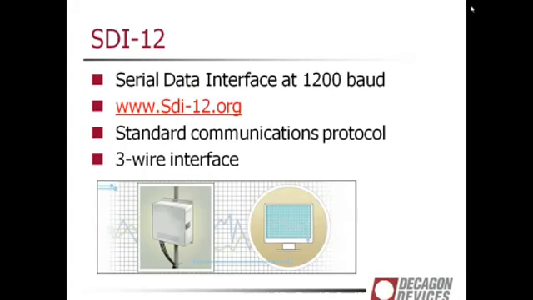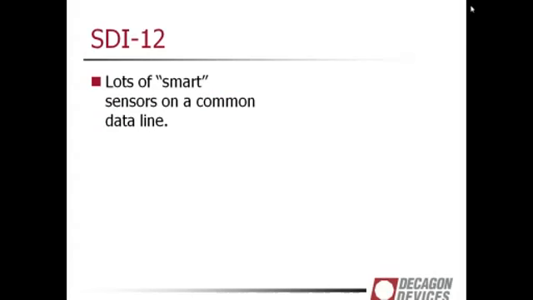SDI-12 stands for Serial Data Interface at 1200 baud. I highly recommend you check out the website www.sdi12.org, where all of the standard communications are. You can find SDI-12 compatible devices there. It's a great resource if you're going to be using this standard communication protocol. It's a 3-wire interface, and the basic idea is that you can put lots of smart sensors on a common data line. I'll talk more about this in a moment.